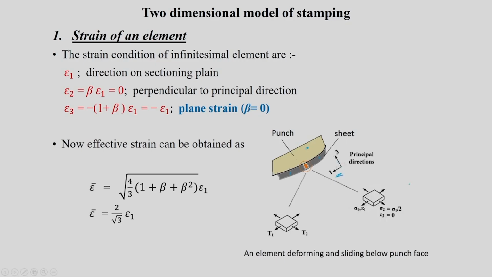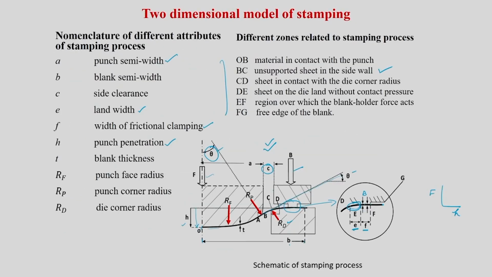We are going to pick that up as 2. So perpendicular to your sheet, perpendicular to your die, or the plane of the diagram, is actually 2. Okay, so we are seeing an element deforming and sliding below the punch face. So this could be anywhere here. You can simply say anywhere here, in this location or in this location, anywhere here.